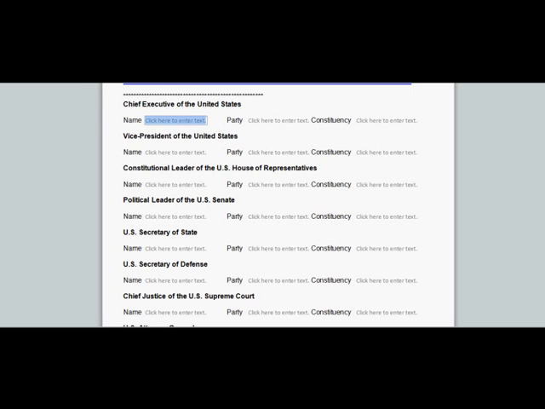Now, there is one final thing. I know I said there was one final thing before, but this really is the final thing. Make sure you take a look at the way that I use these words: constitutional leader of the House and political leader of the U.S. Senate. You need to understand that there's a difference between the constitutional leader and the political leader. The constitutional leader is the person that the U.S. Constitution says will be in charge. The political leader is the person that the political party says will be in charge.